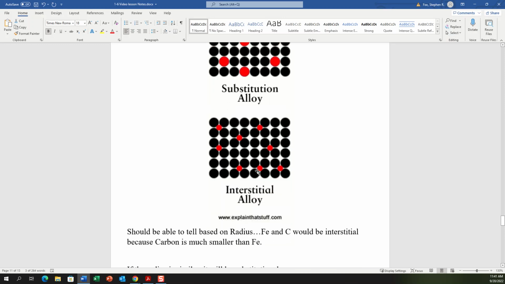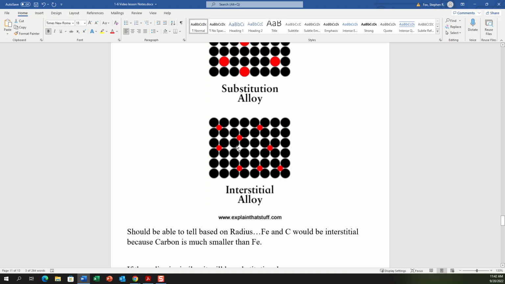Interstitial is when you have a big radius atom and a small radius atom, and the smaller radius can fit in between, right, in that hole between the spheres of the larger atoms. So if this were steel, the bigger atoms here would be the iron, and then the smaller ones, the red ones here that are filling in the holes, are going to be the carbon, right? So you might have high carbon steel where a lot of these holes are filled in with carbon, or you could have low carbon steel where you only have a few of the holes filled in with carbon.